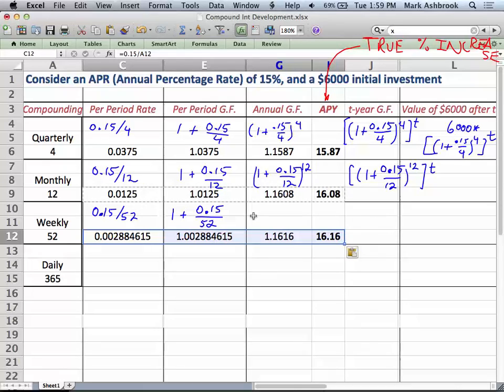Which growth factor is it? Period growth factor. Yep. And our periods are weekly weeks. So it's a weekly growth factor. And so what's the annual growth factor?